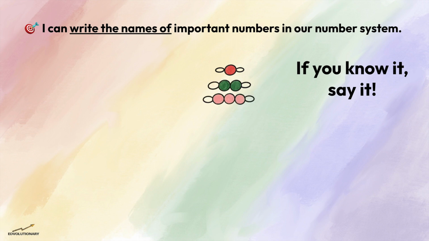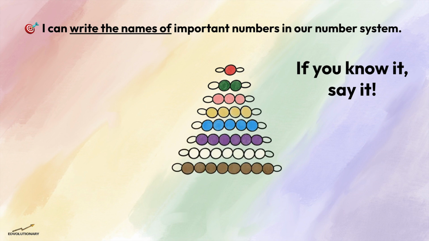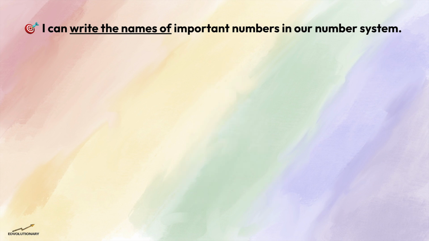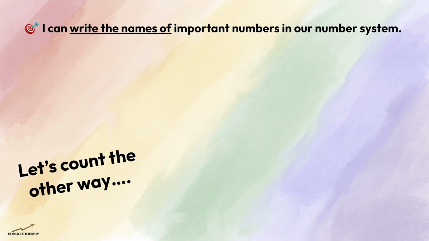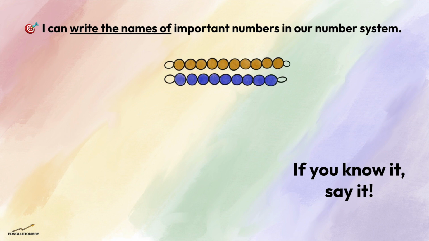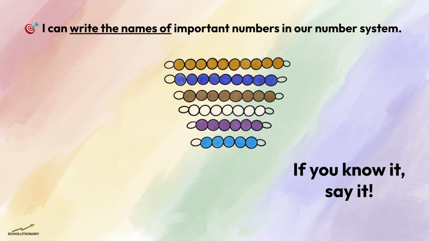1, 2, and it goes in order. So just have them shout it out. 3, 4, 5, 6, 7, 8, 9, 10. Do you remember these beads? Let's see if we can do it in the opposite order. Here we go. If you know it, say it. 10, 9, 8, 7, 6, 5, 4, 3, 2, 1.